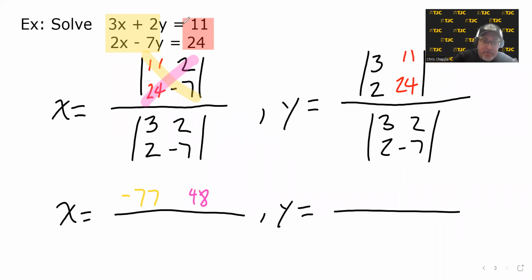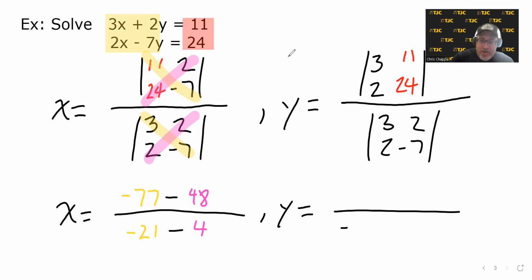And then to do the determinant, we subtract. In the denominator, we already know how that's going to turn out, but we'll do it again. We have 3 times negative 7, which is negative 21. And in the other diagonal, we have 2 times 2, which of course is 4. And part of the definition of the 2 by 2 determinant is to subtract those results.